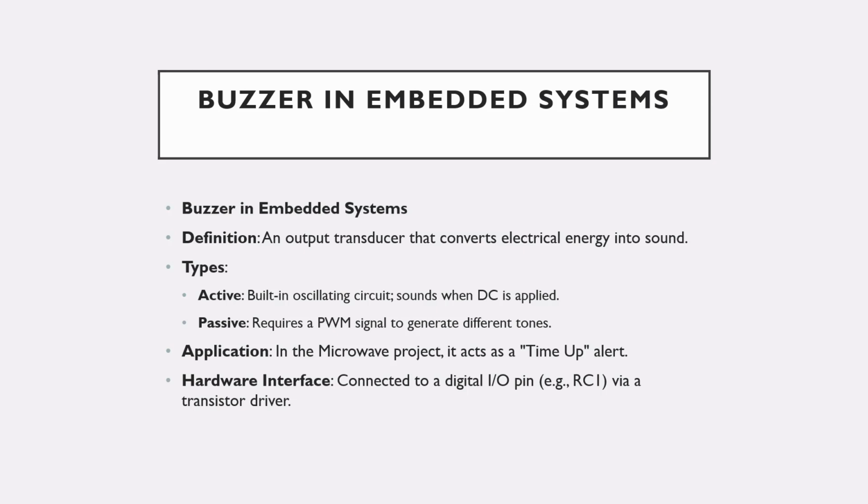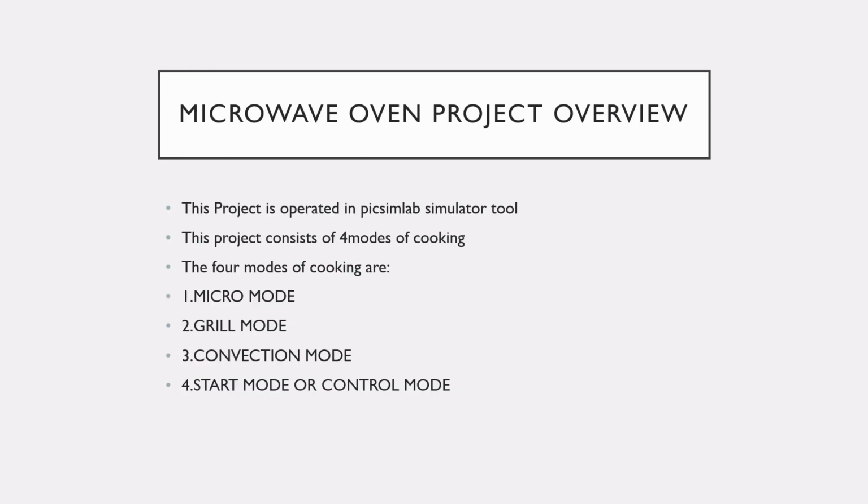So coming to the project, microwave oven project overview. The microwave project is implemented using the PICSIM lab simulator. The system supports 4 cooking modes, that is micro, grill, convection and control mode. Each mode is handled using structured firmware logic.